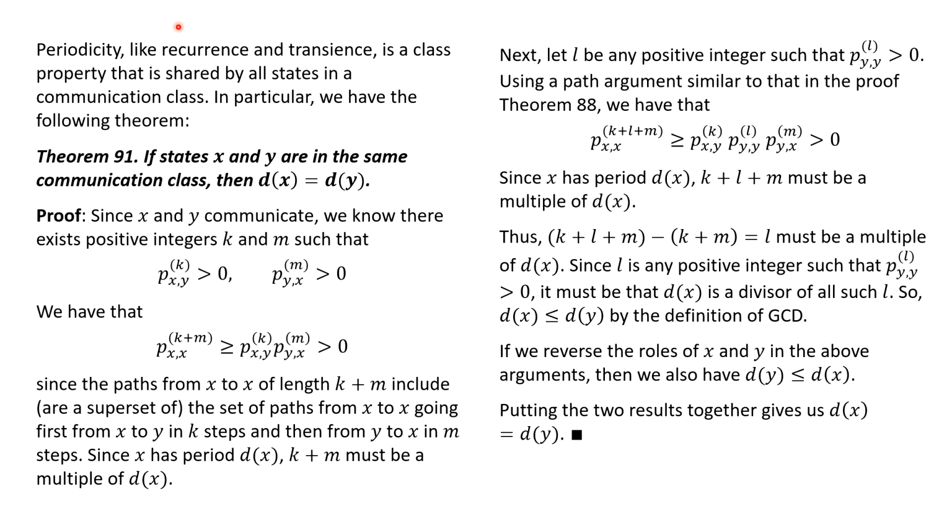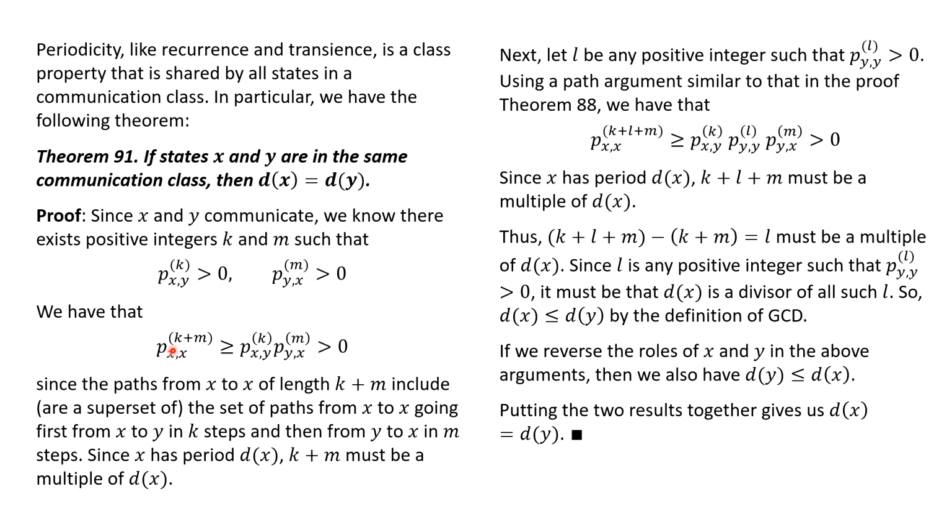Periodicity, like recurrence and transience, is a class property that is shared by all states in a communications class. We have this theorem here. If states x and y are in the same communications class, then their periods are equal. For proof, since x and y can communicate, we know there exist positive integers k and m, such that the probability of getting from x to y in k steps is greater than 0, and going back from y to x in m steps is greater than 0.